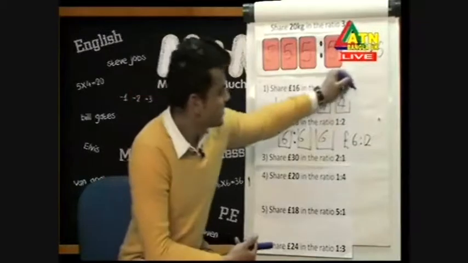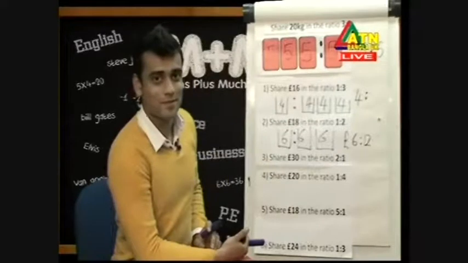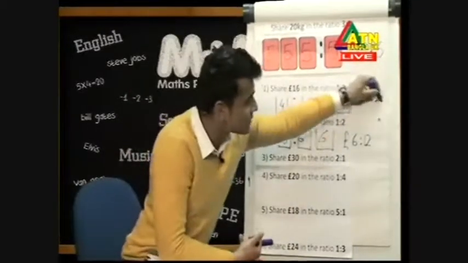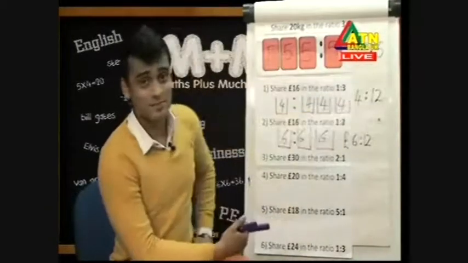4, 8, 12. Okay, so you've got 4 and 12. So you're close. You said 8 and 12, but it's very close. Does that make sense? Yeah.